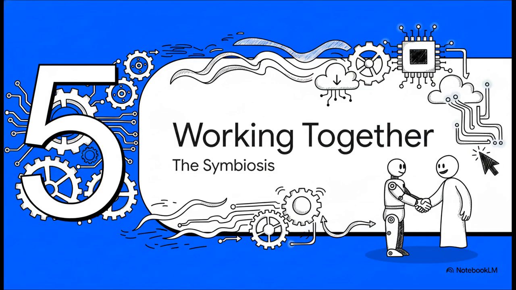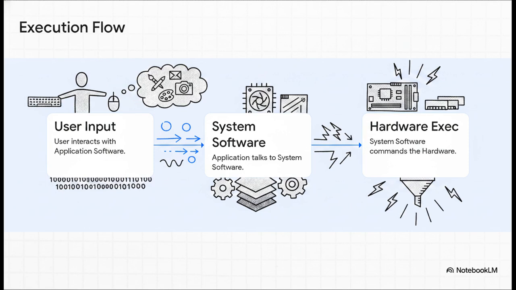So, if they're completely different beasts, how do they even communicate? That brings us to Section 5, Working Together, the Symbiosis. And this brilliantly illustrates the exact flow of communication. Think about it. Software accepts human-readable input from us, but hardware only speaks machine-level language, basically just ones and zeros. Here's how that translation happens.